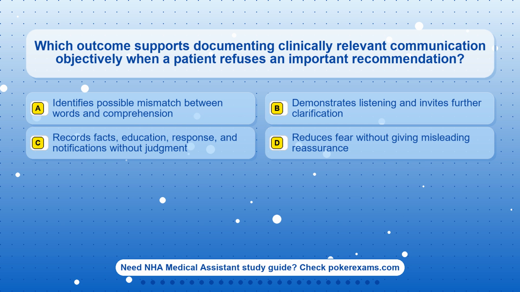Question 23. Which outcome supports documenting clinically relevant communication objectively when a patient refuses an important recommendation? Option A. Identifies possible mismatch between words and comprehension. Option B. Demonstrates listening and invites further clarification. Option C. Records facts, education, response, and notifications without judgment. Option D. Reduces fear without giving misleading reassurance.